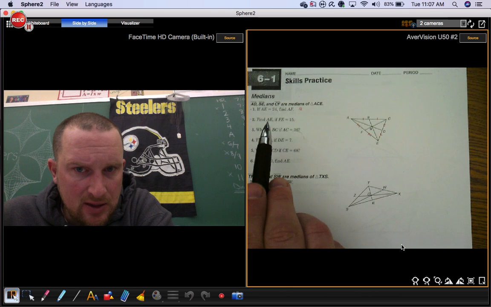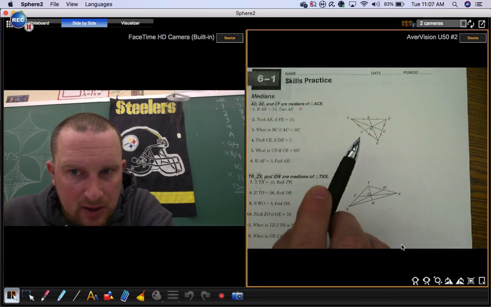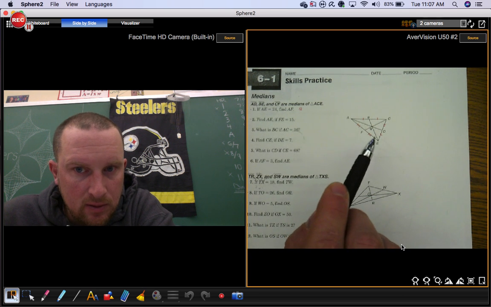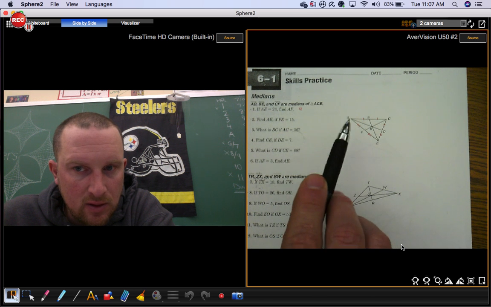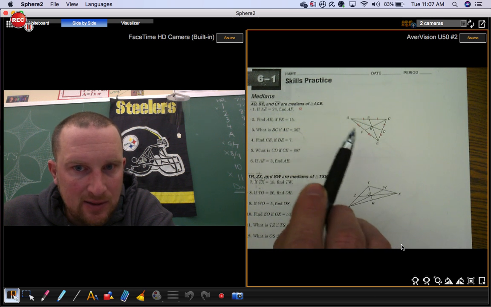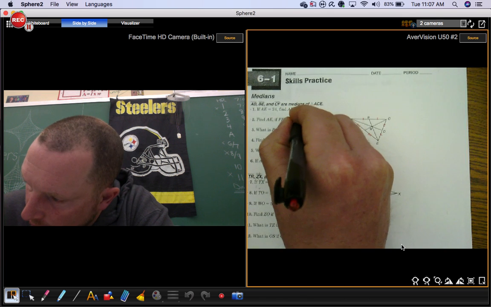Now, let's reset this problem. What if F to E was 15? If this is 15, wouldn't this be 15? How long's the whole thing then, A to E? It would be 30.